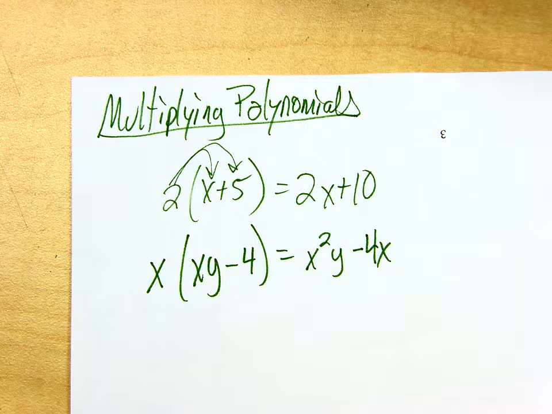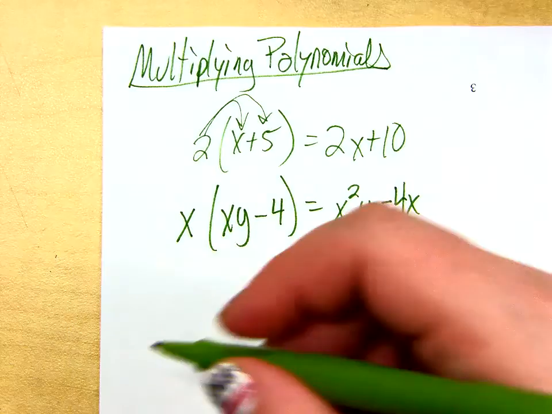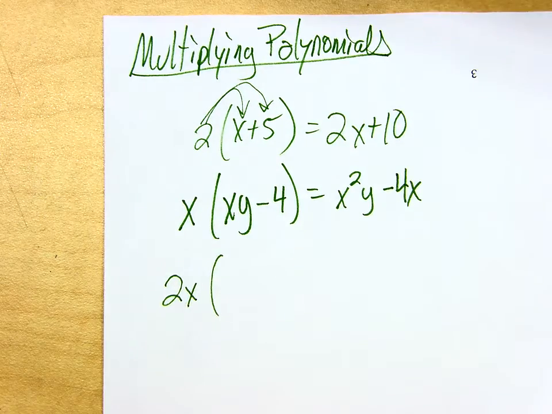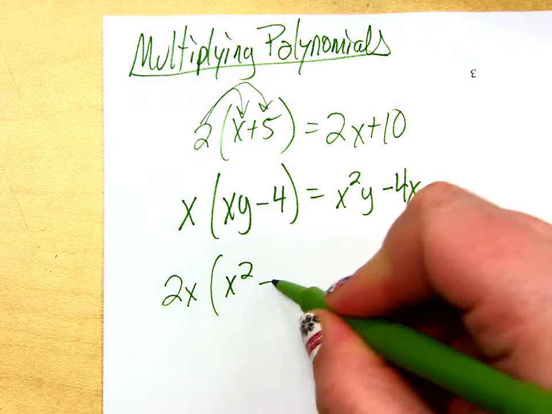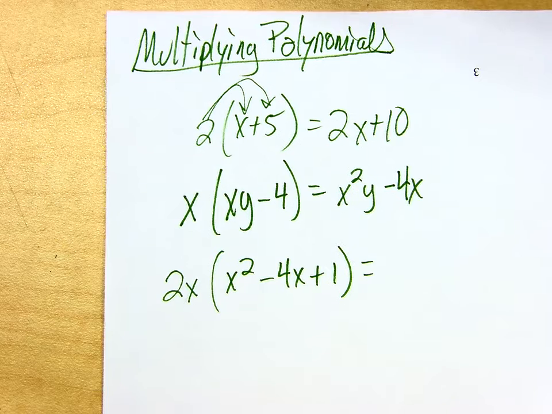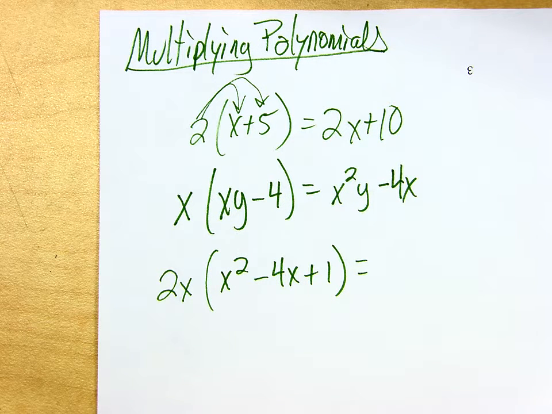What if I had a monomial times a trinomial? You just multiply it all the way through. So say I had 2x and you wanted to multiply that into x squared minus 4x plus 1. Go ahead and write your answer. Write what you think that is.